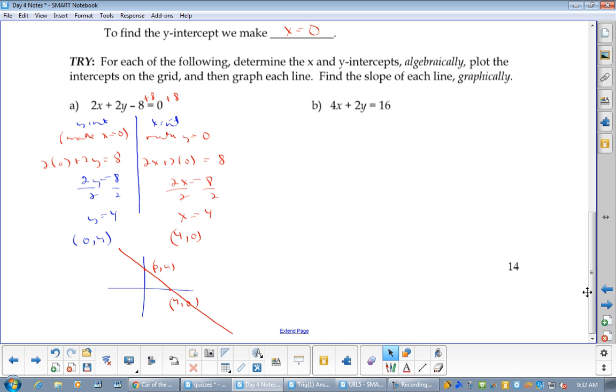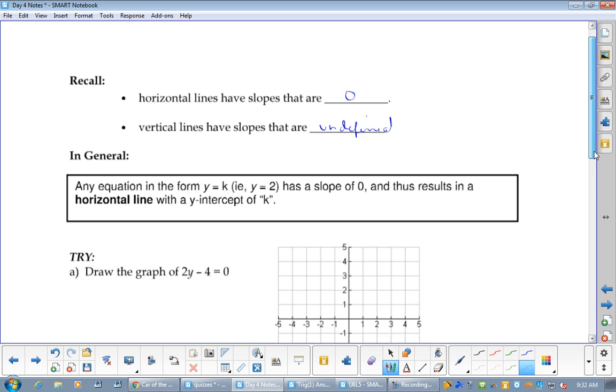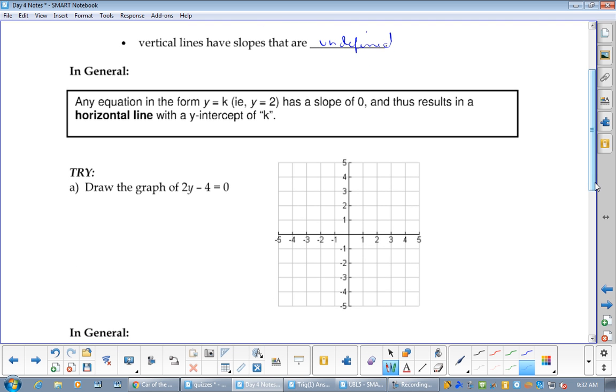Okay, let's go to the next page. Let's see how good your memory is. Horizontal lines have a slope of. Vertical lines have a slope of. Okay, we're going to say undefined because that's what your calculator gives you. Okay, now this one says draw the graph of 2y minus 4 equals 0.